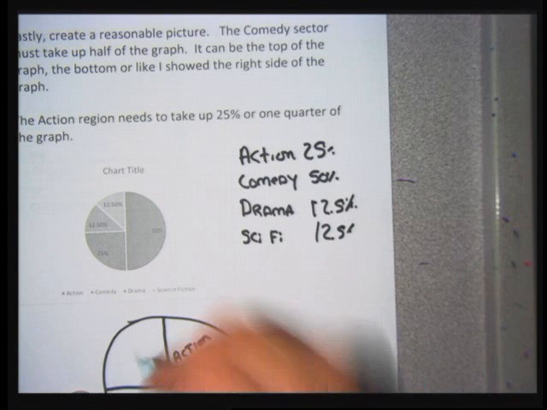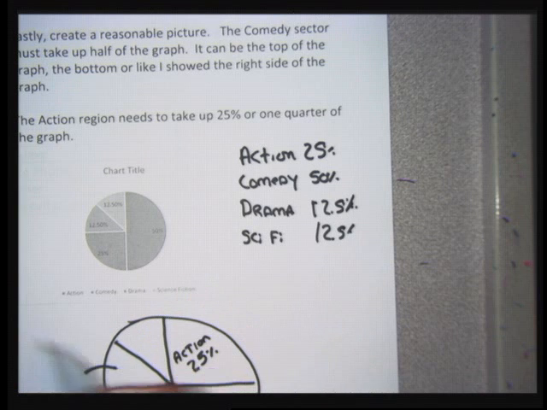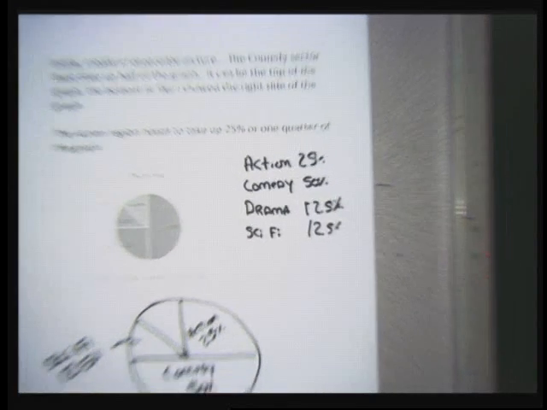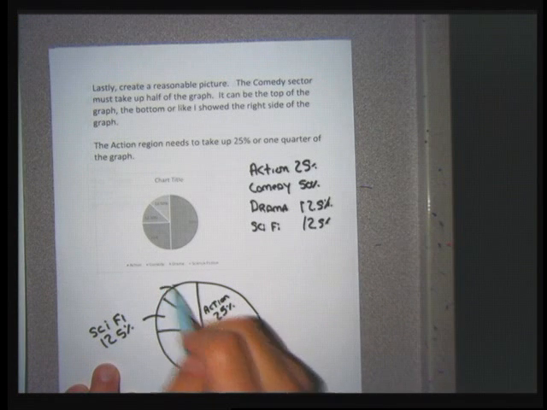I'm just going to take the remaining piece of the pie, cut it in half, and then maybe make a little arrow here to say sci-fi, 12.5%. If you can't see what belongs in the circle, you can put little lines.